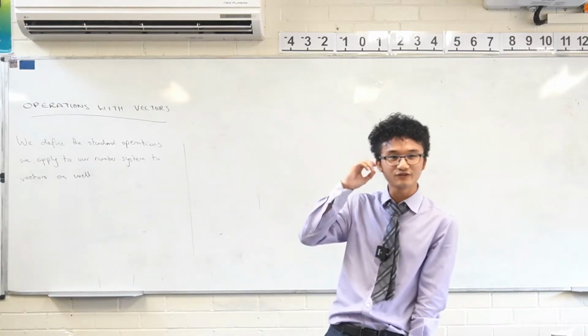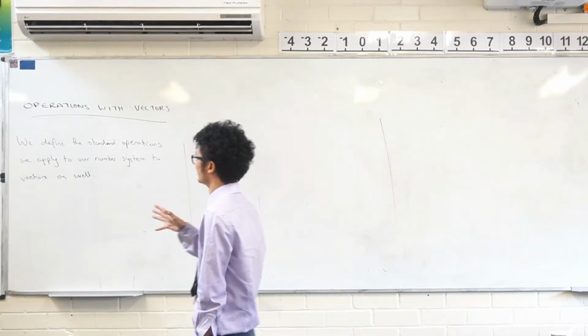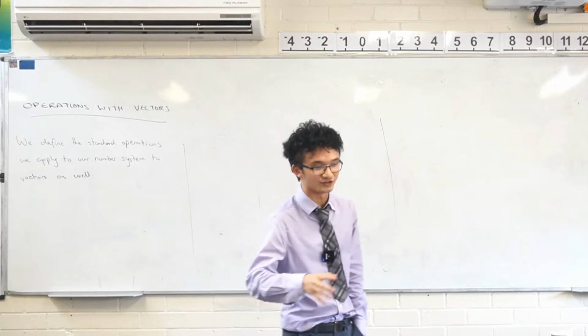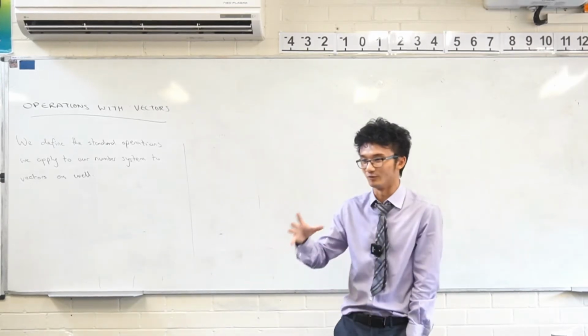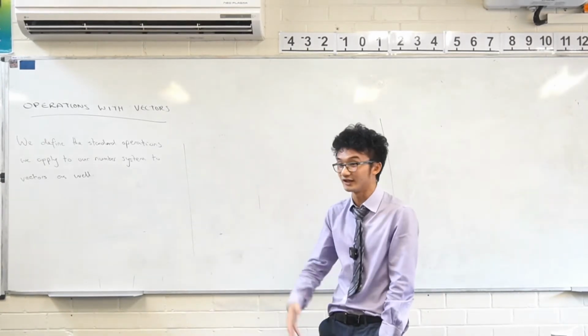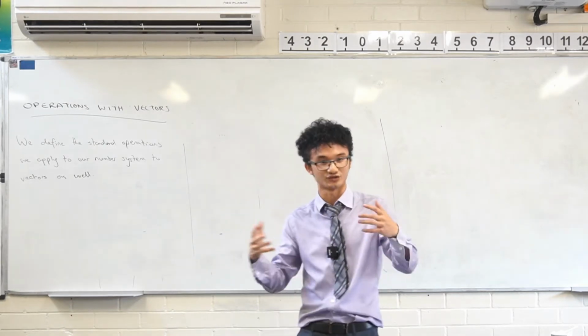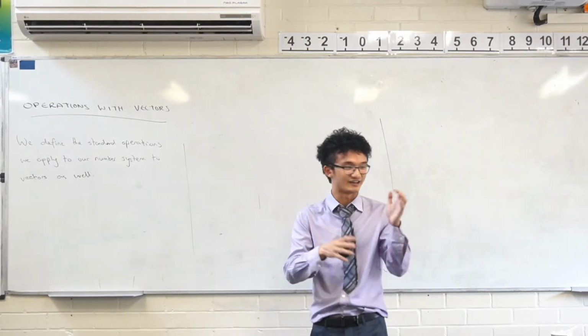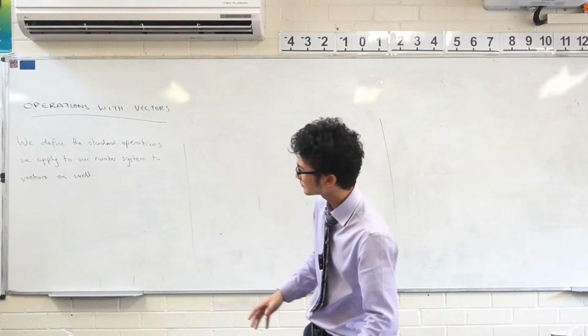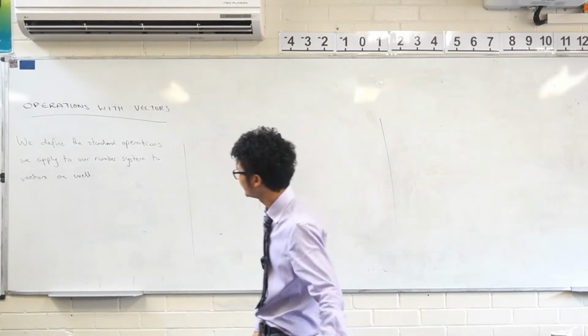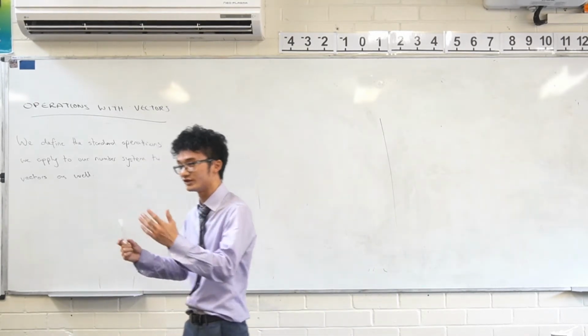I mentioned earlier that we have to define the operations with vectors because we're used to our number system, which works in particular ways. But like I said, when we introduce something like fractions, you have to treat the way that you add, subtract, and multiply very differently. Same thing with vectors. The important thing is that when we define them, there's two ways of approaching it.